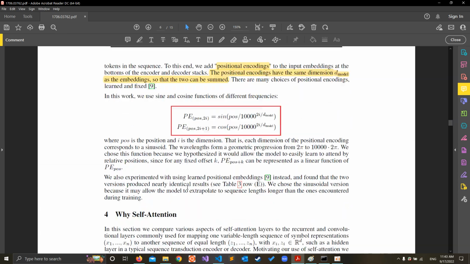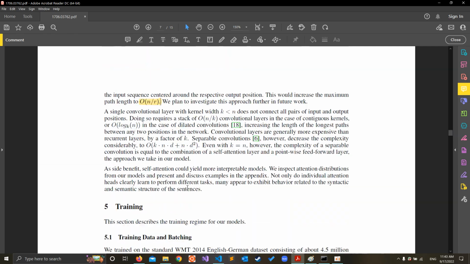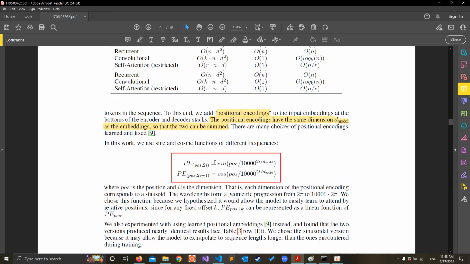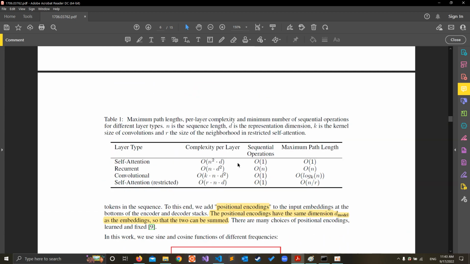Let me talk about this complexity that we have here, instead of reading these texts. Okay, so we are talking about convolutional layers, recurrent layers, and self-attention with restriction.